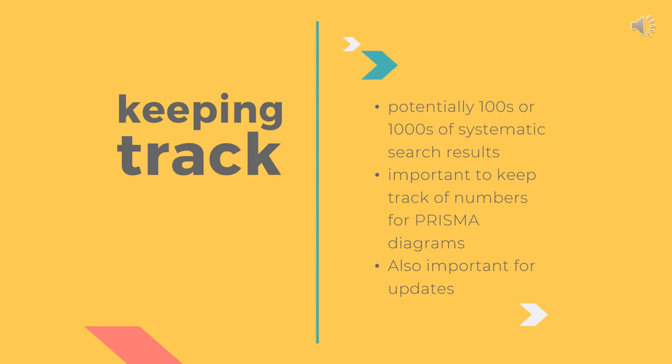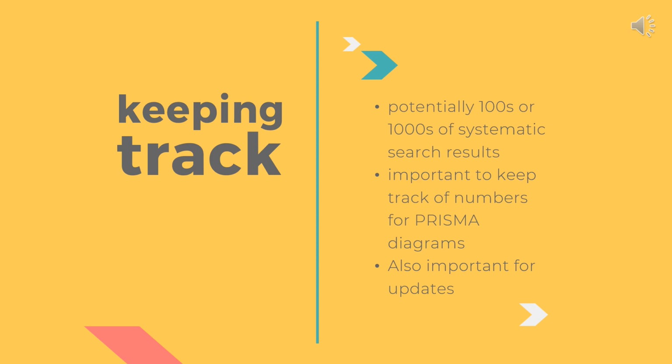Depending on your systematic review question or the publication rate in your field of interest, your systematic search could potentially retrieve hundreds or even thousands of references. It's really important that you can keep track of your references for your Prisma flow diagram. For instance, how many studies you retrieved in total, the number of unique studies after duplicate removal, the number of studies included through screening, and the final number of studies included in your review.